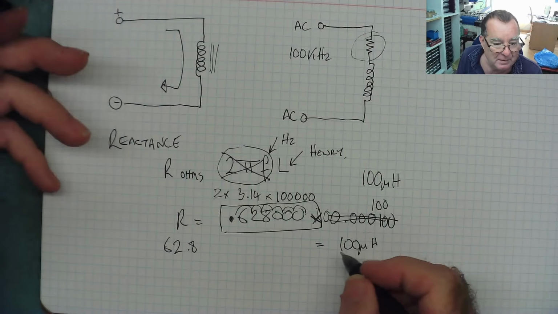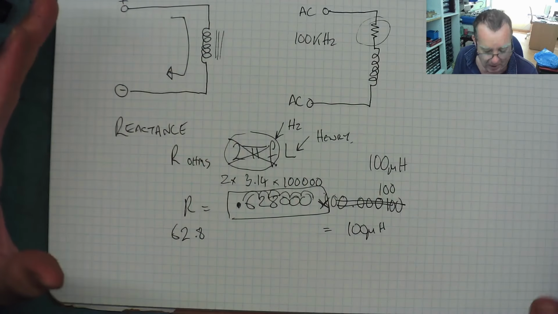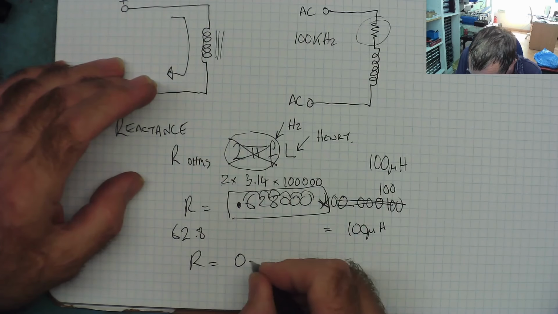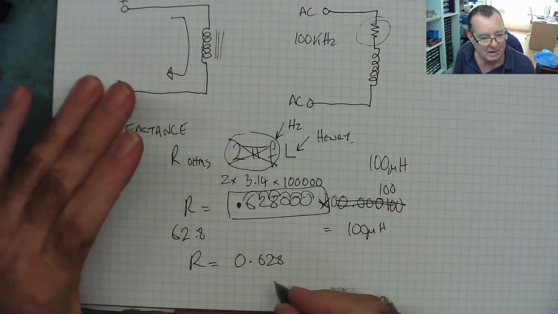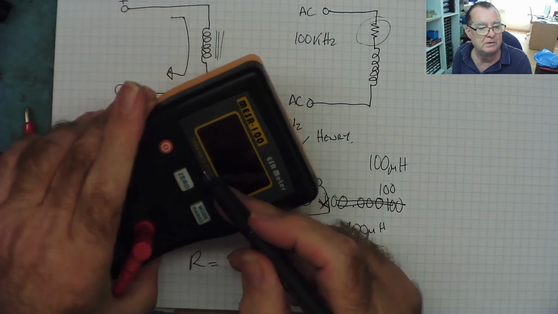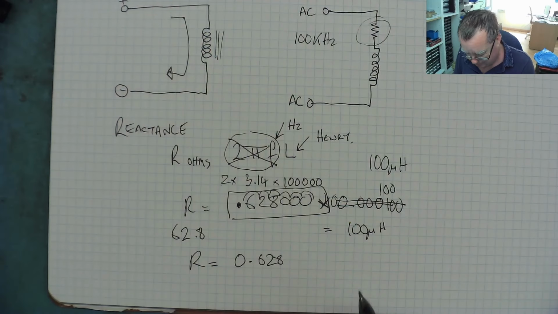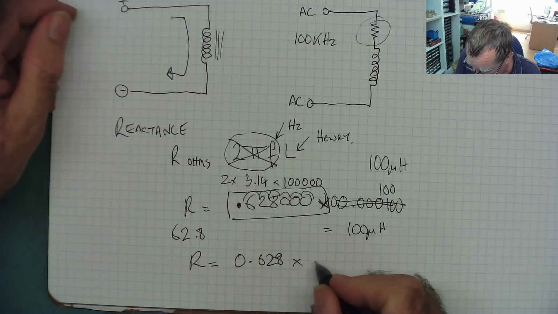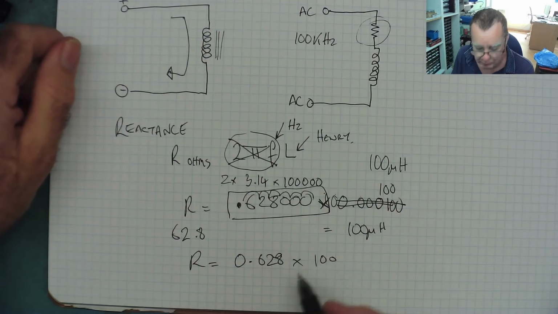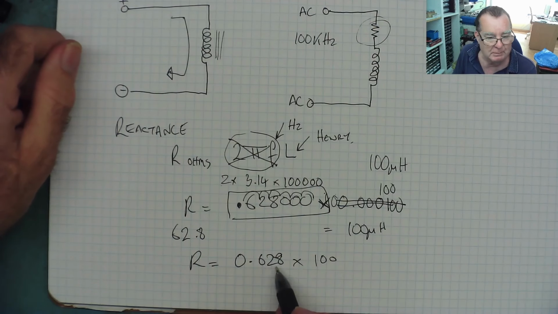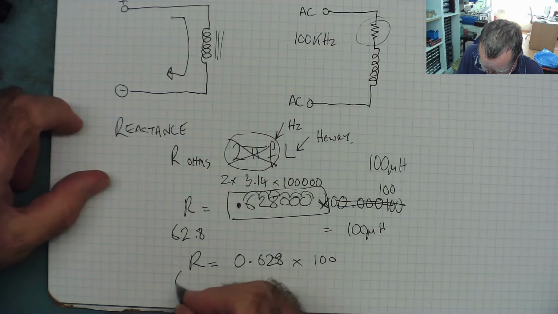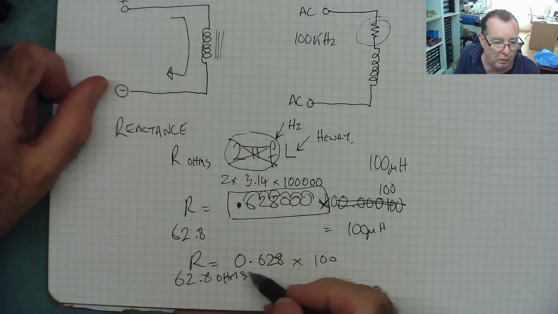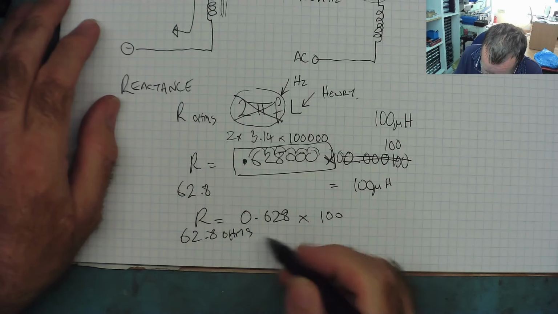So the formula, if you just want the answer in microhenries, and that's perfectly fine for just about anything we want, is R equals 0.628, and that'll never change. It's always 100 kilohertz, and I'm pretty sure all ESR meters probably are. So it's 0.628 times the value of microhenries, 100. I'm sure you can see without using the calculator, 100 times 0.628 is 62.8. It's the same answer in ohms. So there is your formula for working out the resistance of an inductor.